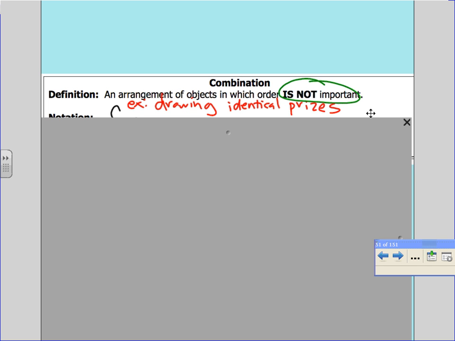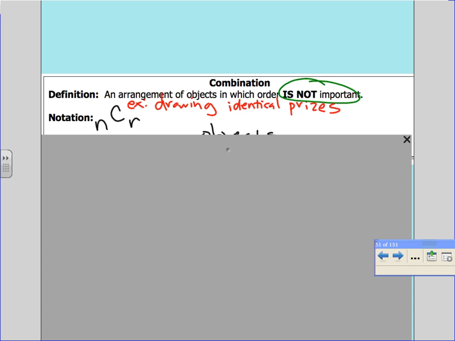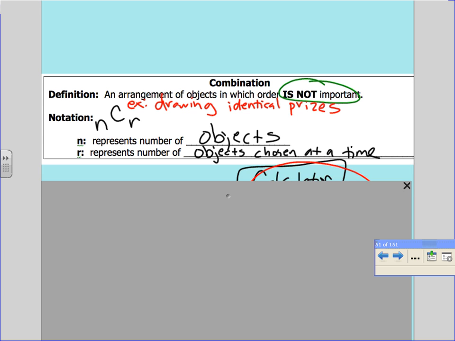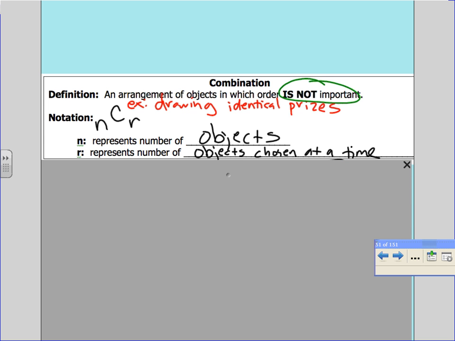So drawing identical prizes, order doesn't matter. The way you have food arranged on your plate doesn't matter. Kind of like the buffet example. You guys gave awesome examples. So the notation is nCr. The order doesn't matter. n is the number of objects. r is the number of objects chosen at a time. So just like the n and the r mean the same thing as permutation, okay, it's just a C instead of a P, which I know you guys pretty much all figured out yesterday.